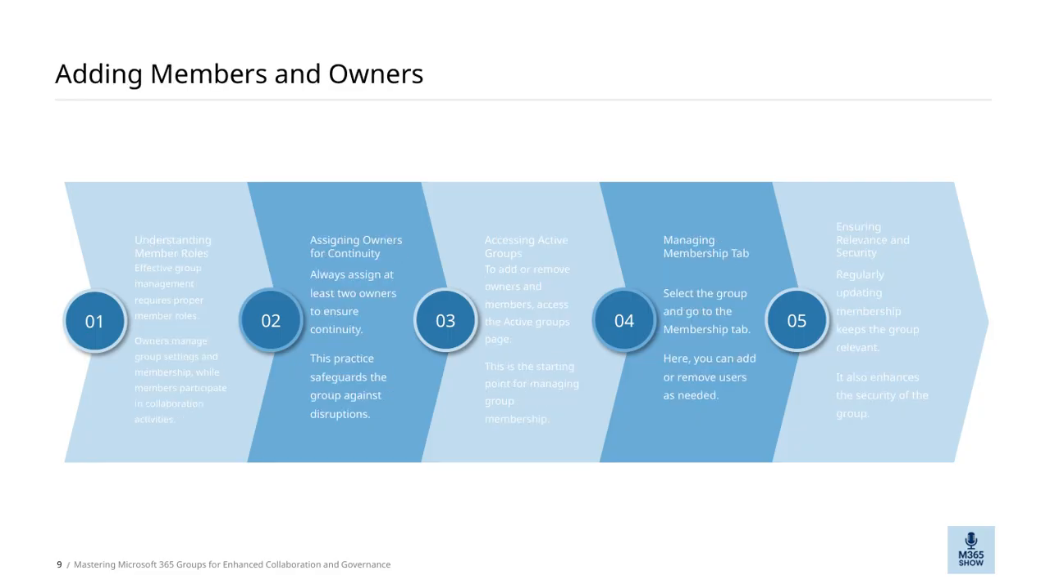Now, let's talk about adding members and owners to your Microsoft 365 groups. Effective group management really hinges on assigning the right roles. Owners are responsible for managing group settings and memberships, while members focus on participating in collaboration activities. It's crucial to always assign at least 2 owners to a group. This ensures continuity, so if one owner is unavailable, the group can still be managed smoothly. Having multiple owners acts as a safeguard against disruptions, keeping your group functioning seamlessly.